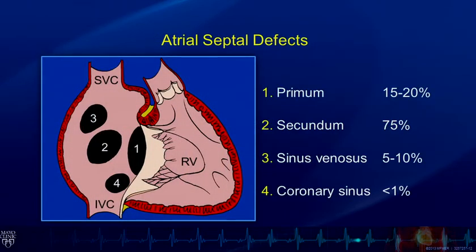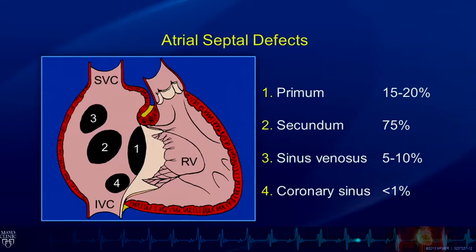Now, when we think about the atria, the important things from a congenital heart disease standpoint are the atrial septal defects. There are 4 important types that you'll need to remember. You'll hear much more about these later in the series. The most common type of atrial septal defect is the secundum defect, making up about 75% of atrial septal defects. It's located in the mid portion of the septum and demonstrated in this schematic by number 2.